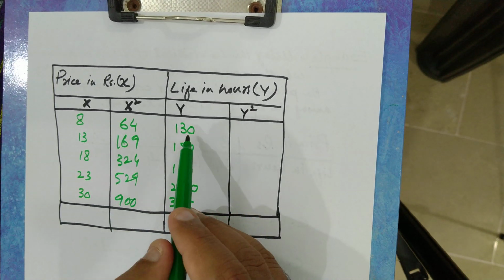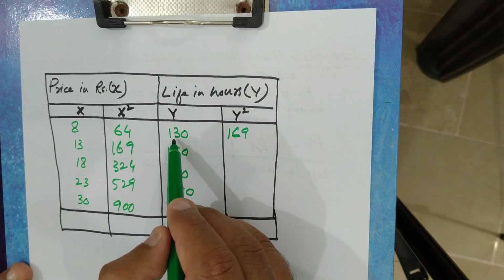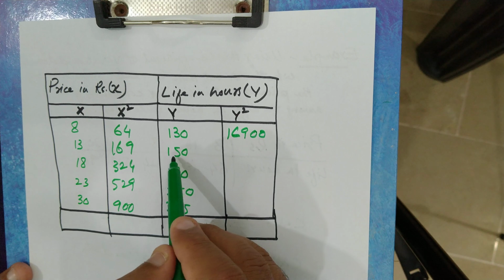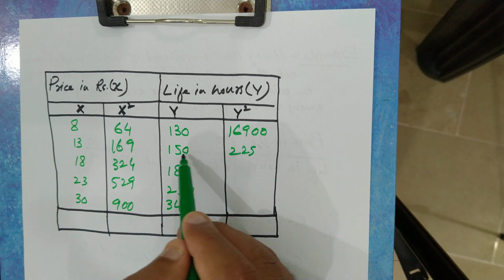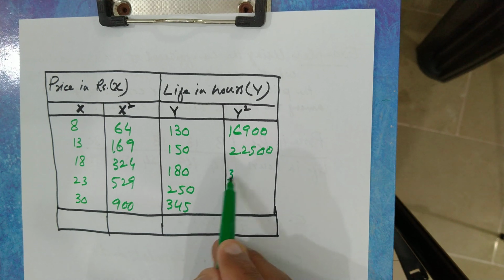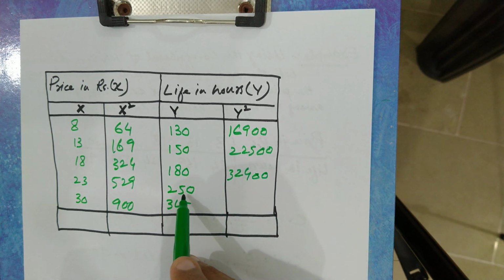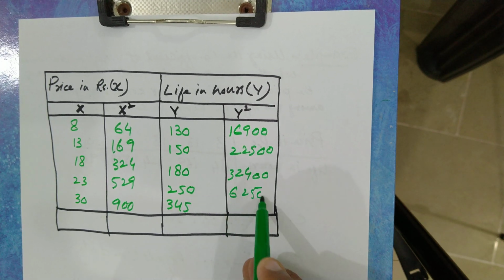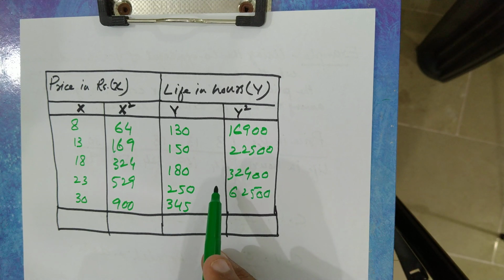Now y square: 13 squared is 169, 15 squared is 225, 18 squared is 324, 25 squared is 625, and the last value squared is given in the table.